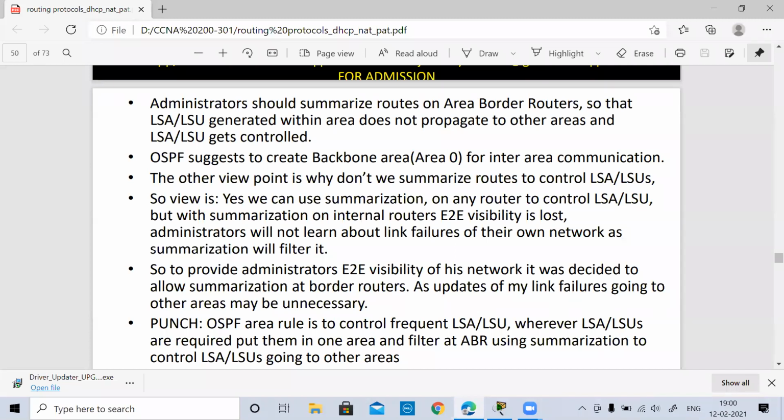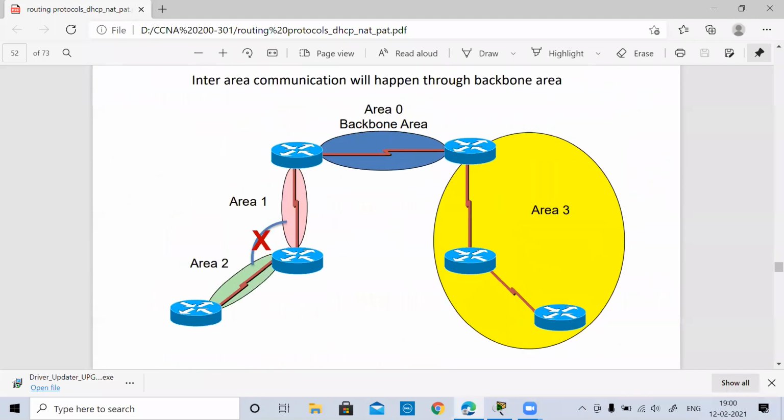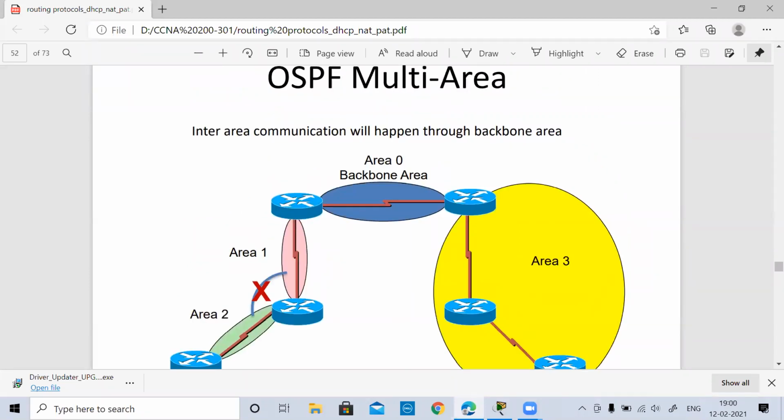I have one such diagram I will show you here. Where is it? This is the example when you have a multi-area. You see there are area 1, area 2, area 3, and area 0, a total of 4 areas. We find here that only areas 1 and 3 are connected with the backbone area, and area 2 is not connected with the backbone area.